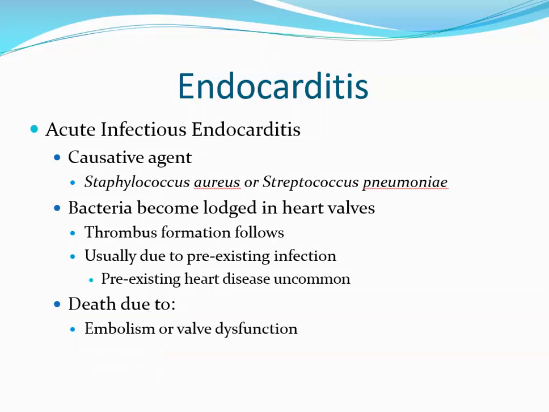The two most common causative agents are Staphylococcus aureus and Streptococcus pneumoniae. These bacteria become lodged in the heart valves, and then a thrombus formation will follow. Usually, this is due to a pre-existing infection, not a pre-existing heart condition. So in other words, the person has an infection with either Staph aureus or Strep pneumoniae. These organisms gain access into the blood and then become trapped in the heart valves. Death will occur due to emboli or valve dysfunction.